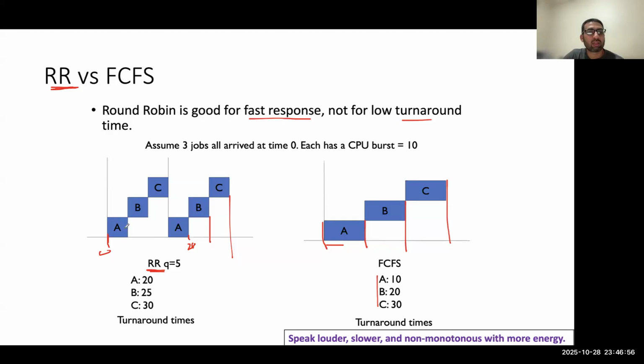Why? Because process C doesn't need to wait for the completion of A and B before it gets its turn, right? So that's why response time is low in case of the round robin algorithm. However, response time is high in case of first come, first serve, because C can be scheduled only after A and B.